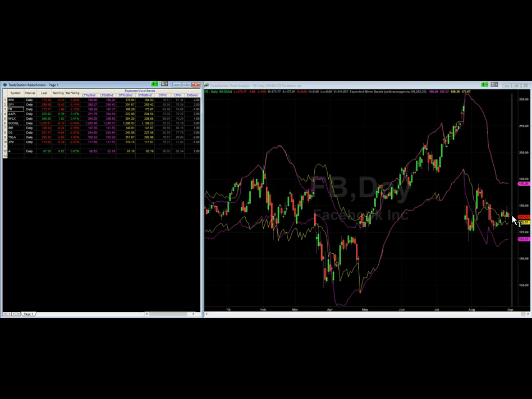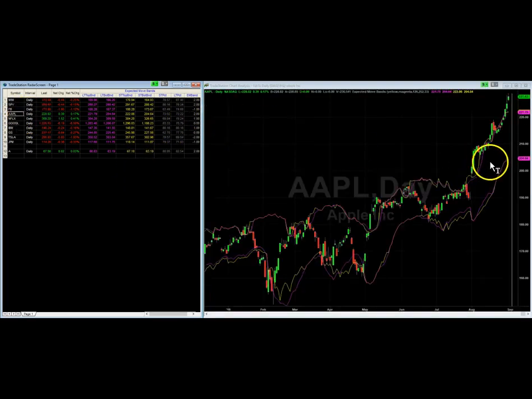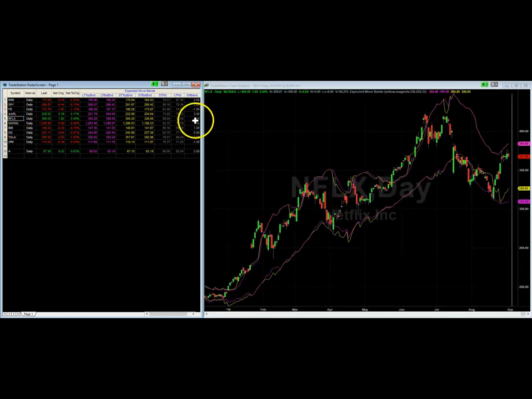I'll come back to this, but basically this is sometimes the kind of thing that I'm looking for. And you can see Apple's been on a monster move, and of course it's pushed outside of its bands, so up and away for Apple right now. And let me find Netflix. You can see it's a 1, so that means it's in the upper half of the channel, inside of both of the bands. So here you go, it's right at the top of the bands.